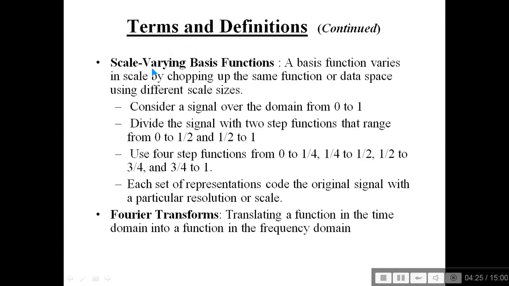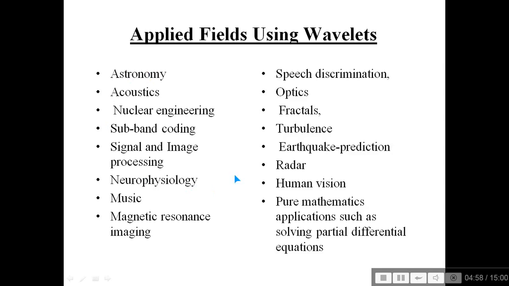So scale varying basis functions are also there. The basis functions vary in scale by chopping up the same function or data space using different scale sizes. If we consider a signal or the domain from 0 to 1, we divide the signal with a two-step function that ranges from 0 to half and half to 1, and a four-step function: 0 to 1/4, 1/4 to half, half to 3/4, and 3/4 to 1. Each set of representation codes the original signal with a particular resolution or scale. Fourier transform translates a function in the time domain into a function in the frequency domain. So these are the fields where we are using wavelets.